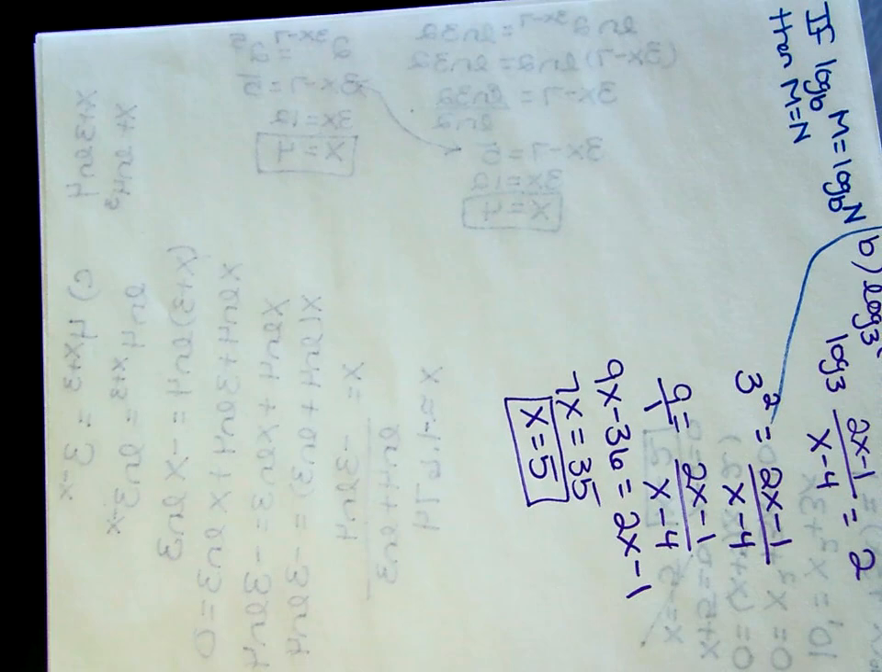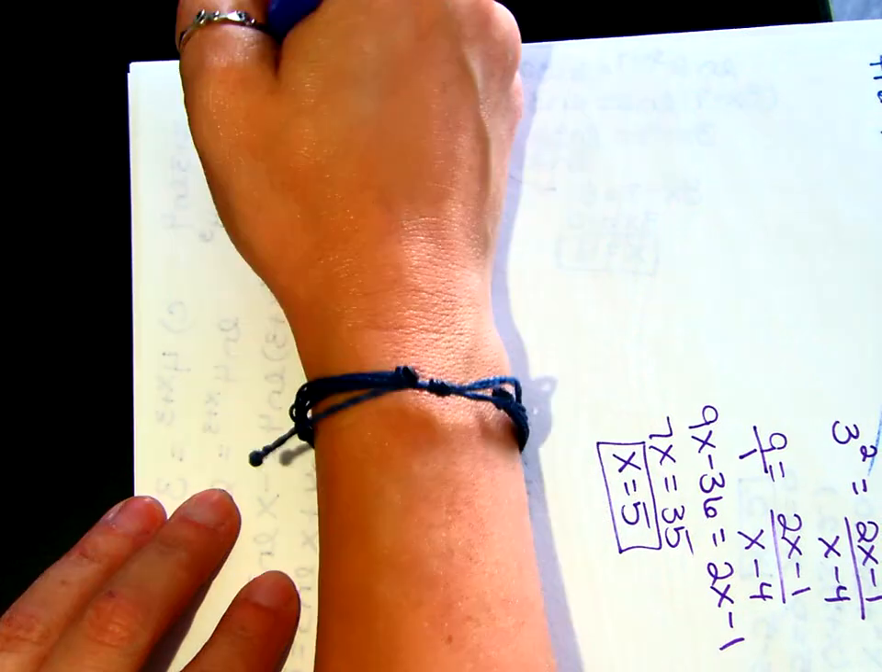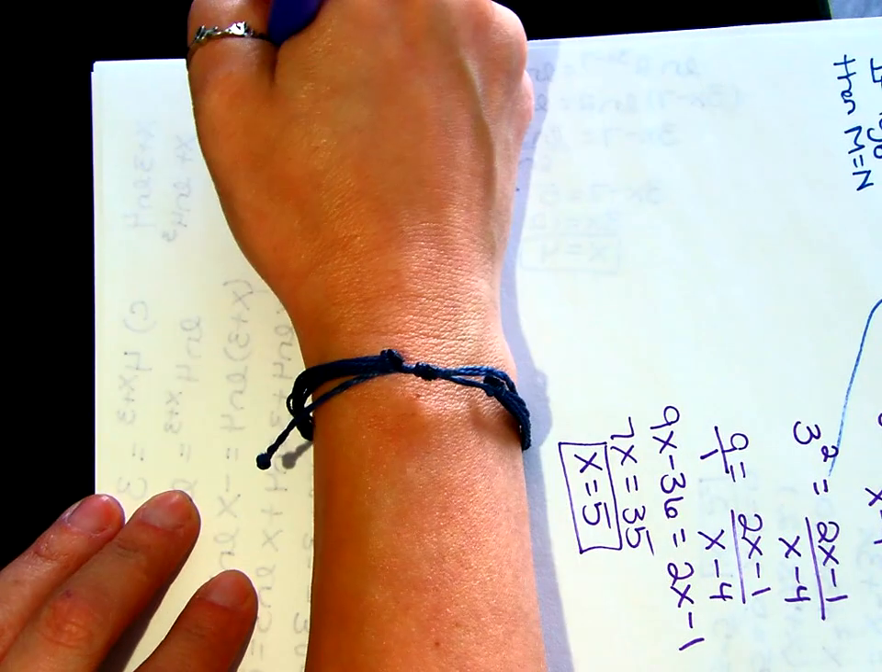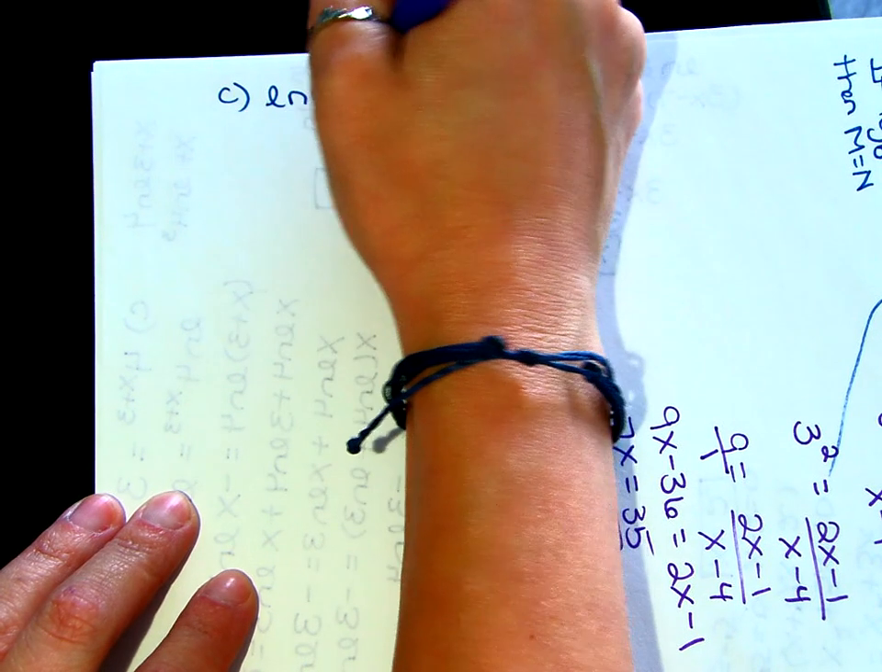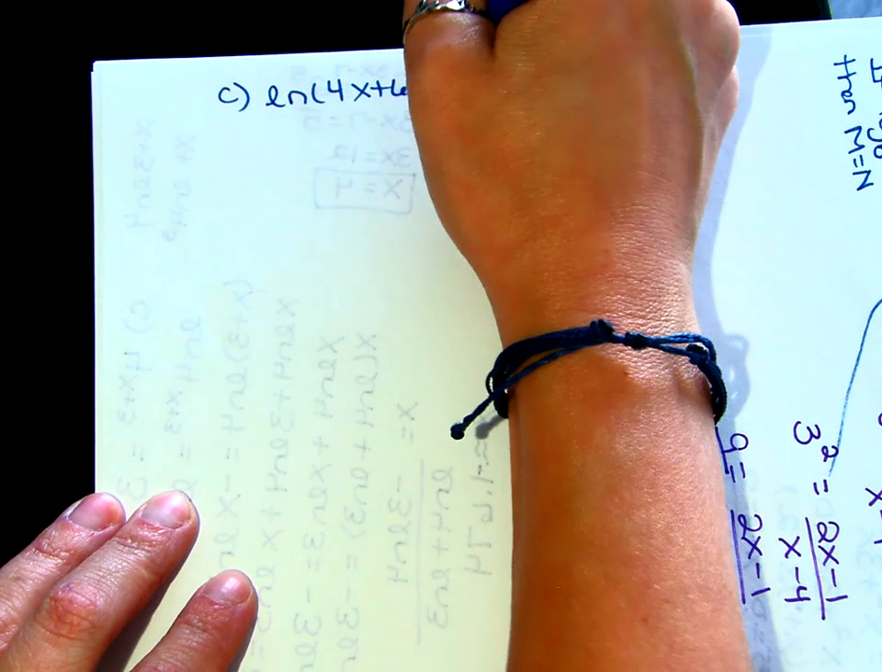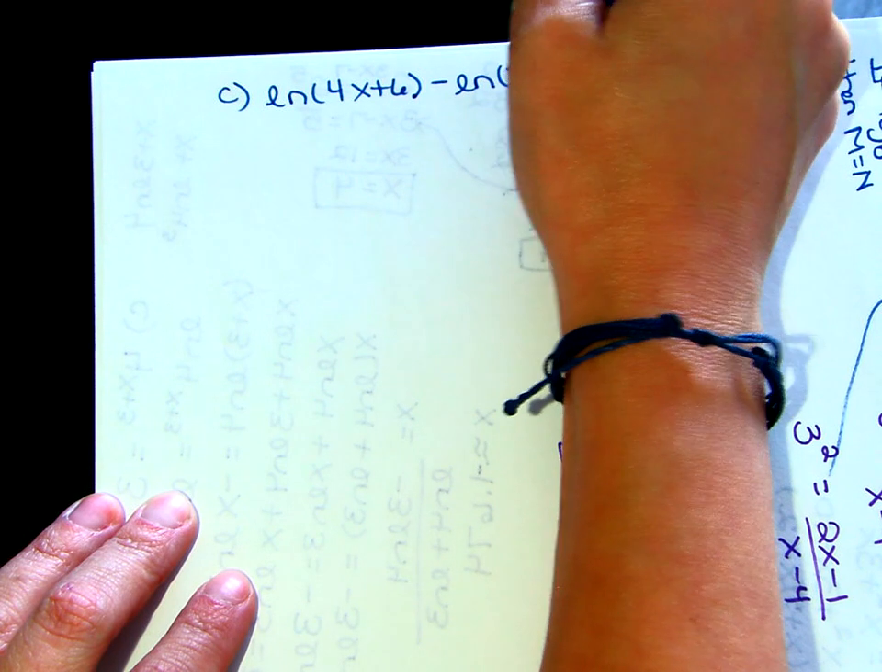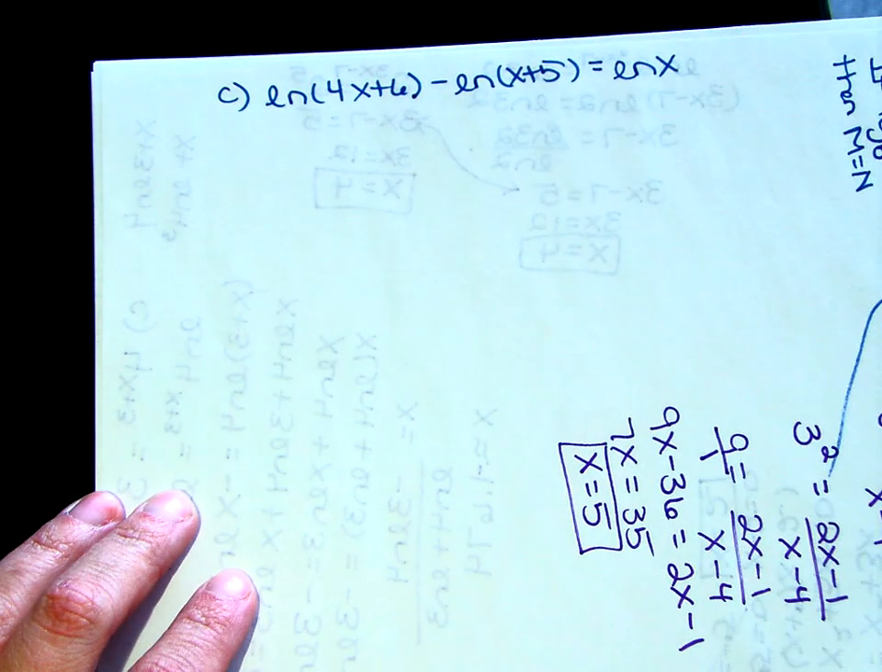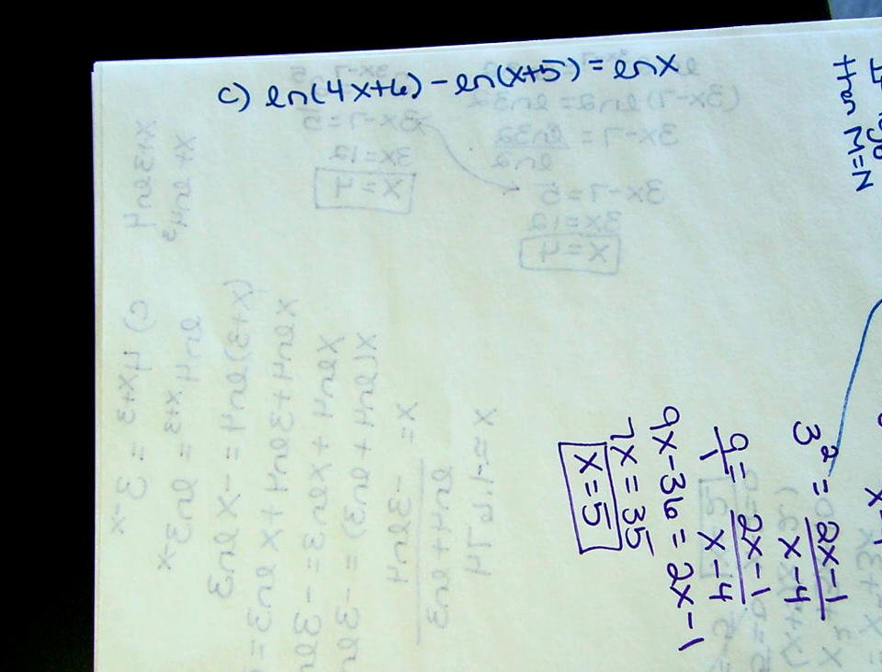So for C, okay, good, that's on there. We have ln of 4x plus 6 minus ln of x plus 5 equals ln of x. All kinds of ln's. Right now, I can't apply that rule that I just told you because I have 2 different ln's on the left and 1 on the right. I need to have 1 ln on the left and 1 ln on the right, and then I can apply that principle. So I'm going to use my quotient rule again to combine the 2 that are on the left.